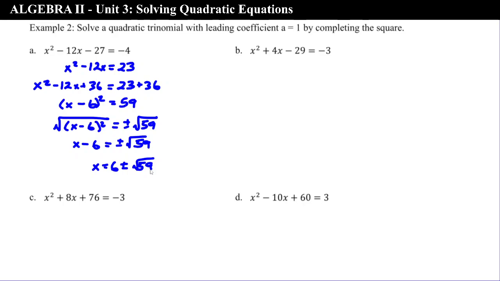All right, let's move on to the next example. Again, we have got to get our x terms on one side. So we're going to have to add 29 to each side. And when we do, we get 26 on the right-hand side. Now we're going to complete the square. 4 divided by 2 is 2. 2 squared is 4. So we're going to add 4 to each side.